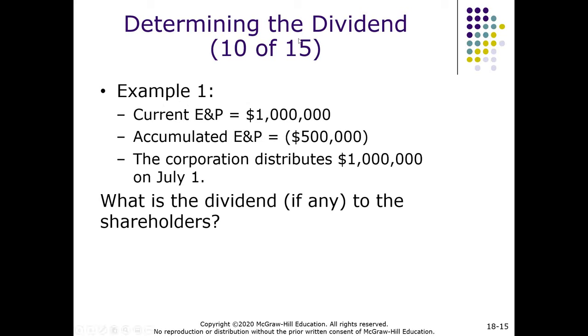Okay, so one question they have here. You have current E&P of $1 million. Your accumulated E&P is negative $500,000. The corporation distributes $1 million. What is the dividend to the shareholders? I would argue that it's going to be a dividend.